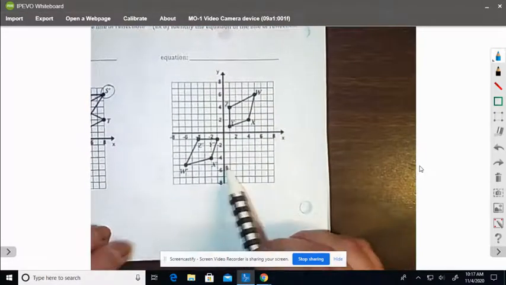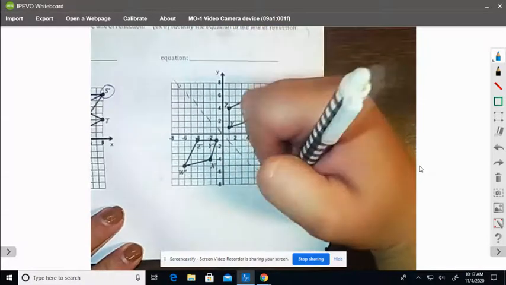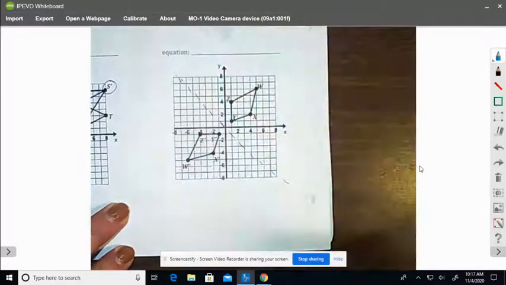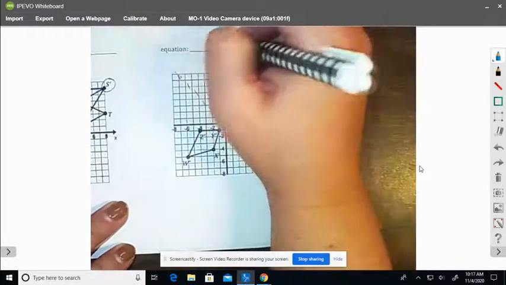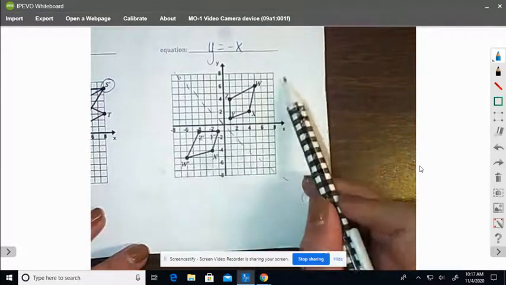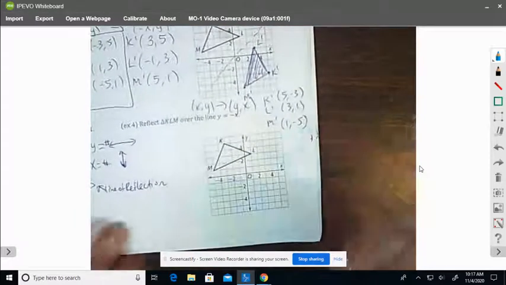Then right here, you should be able to see that these are flipping over this line. Okay, it's going from here to here. And this is that line y equals -x. Remember, if it was positive x, it would be going the other direction. Really quickly, I think I do have time to go over this one quickly.